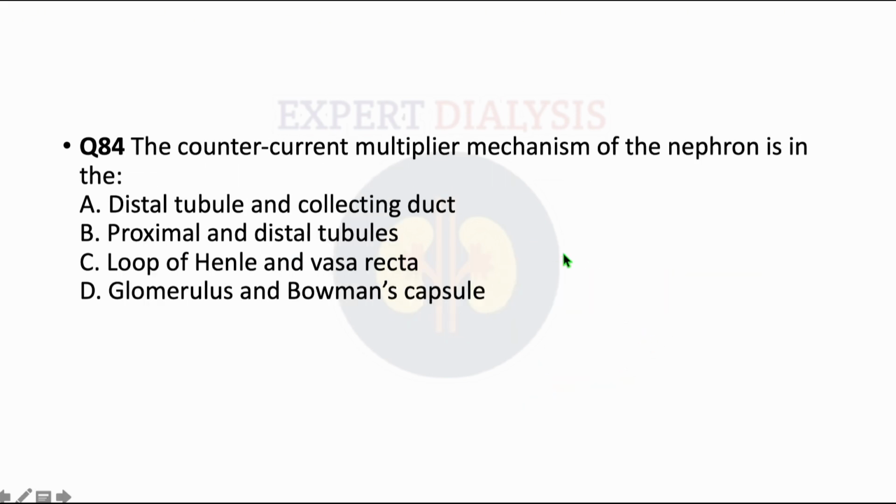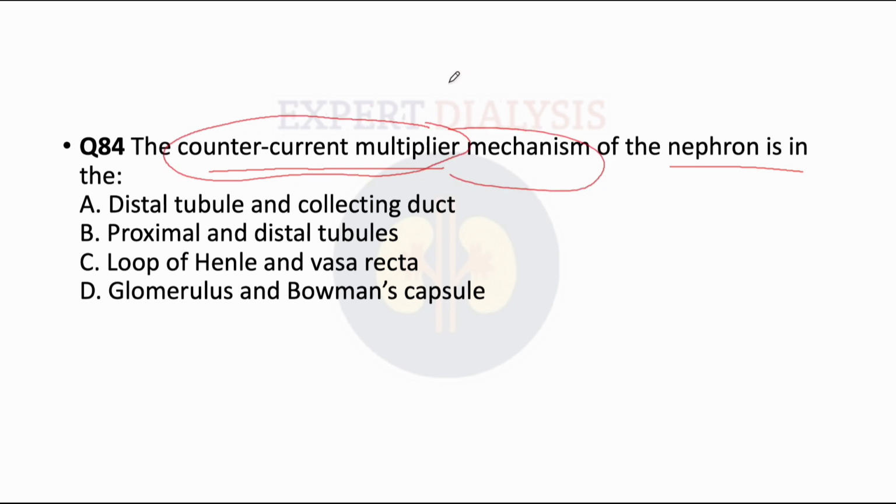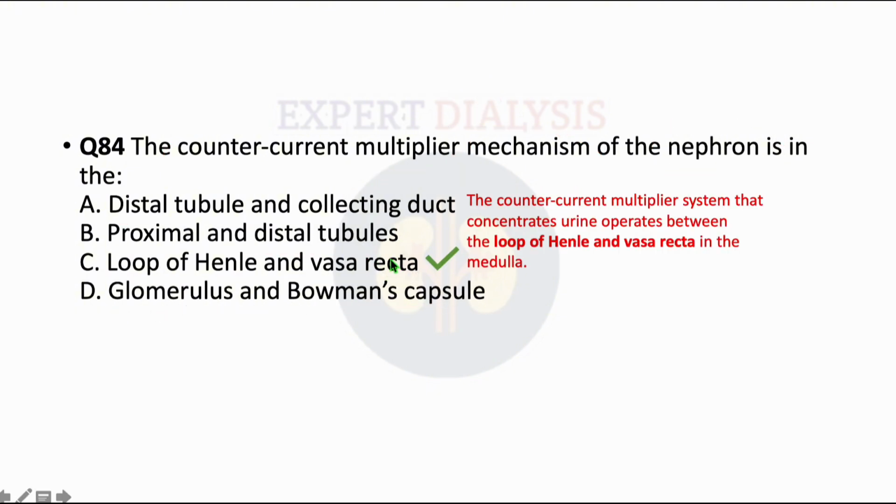Moving ahead to the fourth question, it says the counter current multiplier mechanism of the nephron is what? The counter current mechanism, as you have studied in physiology, we have to tell where it is in the nephron. The first option says distal tubule and collecting duct. Option B says proximal and distal tubules. Option C says loop of Henle and vasa recta, and option D says glomerulus and Bowman capsule. We all know it is loop of Henle and vasa recta, so C is the right option.